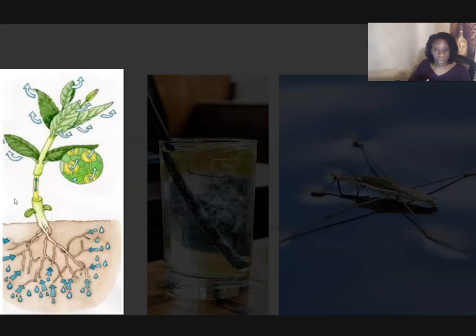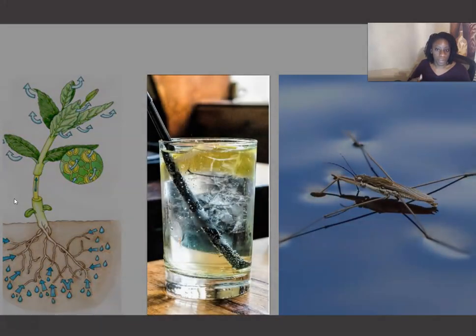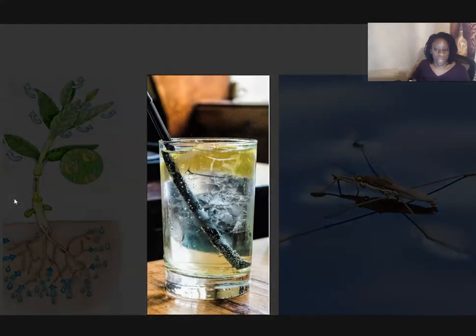And because water is polar, it's attracted to those walls of the plant. So that also helps it travel upward from the roots to the leaves. And another example of adhesion with water is, for instance, if you're drinking water through a straw.